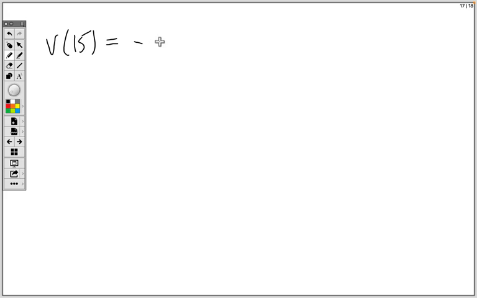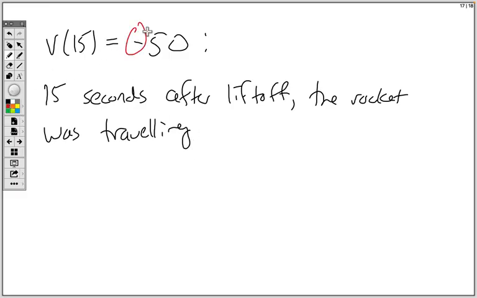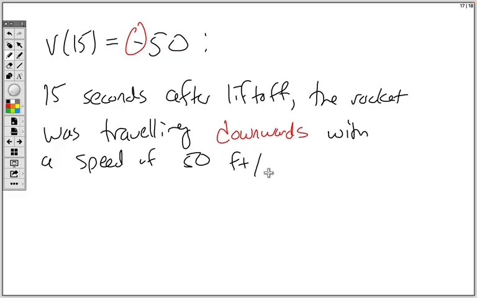Let's look at v of 15. Now that's negative. So this means that 15 seconds after liftoff, the rocket was traveling, well, in this case, we get a negative velocity. So that's going to mean we're traveling downwards with a speed of 50 feet per second. So what comes up must come down. So at some point between 5 seconds and 15 seconds, the rocket went from heading up to heading down.